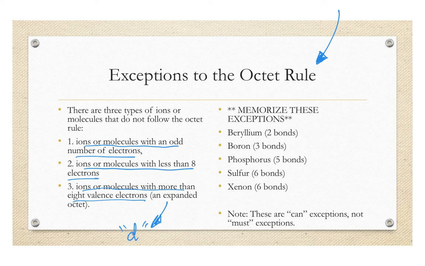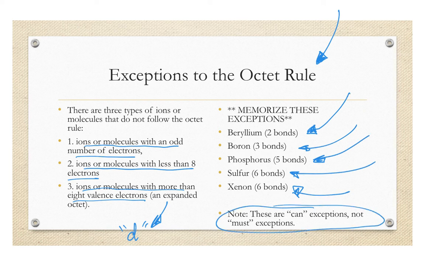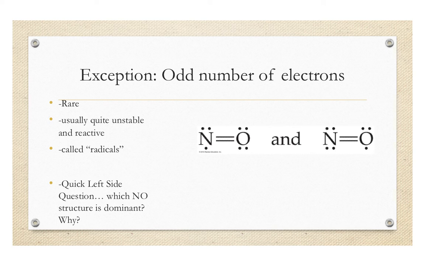So, some exceptions I want you to know. Beryllium can be fine with 2 bonds instead of 4. Boron can be good with 3 bonds instead of 4. Phosphorus, 5 bonds instead of 4. Sulfur, 6 bonds instead of 4. And xenon is also 6 bonds instead of 4. Now, these are "can", not "must" exceptions. So 5 or 4, 6 or 4, 6 or 4, 2 or 4, 3 or 4. Let's go through each exception case.